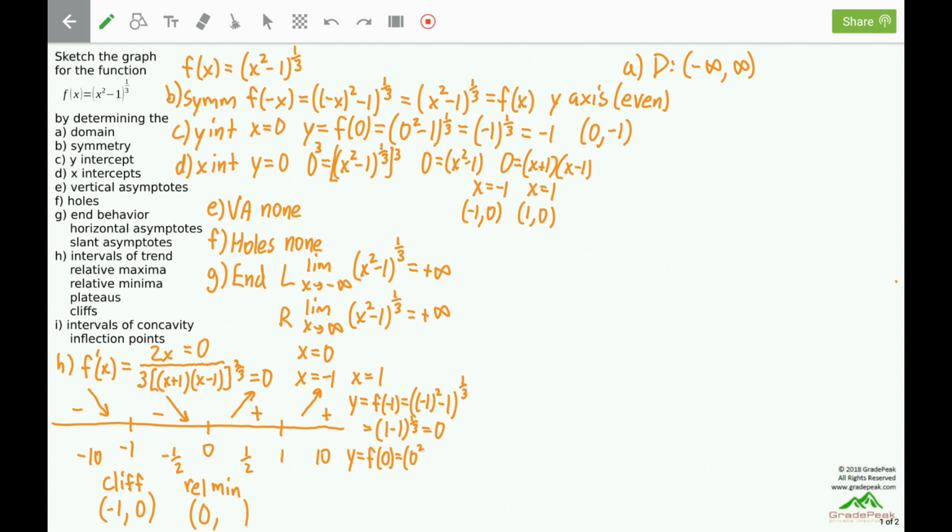Which is going to be 0 squared minus 1 to the 1/3. 0 squared is 0. So this is really just negative 1 to the 1/3 power, or the cube root of negative 1, which is negative 1.